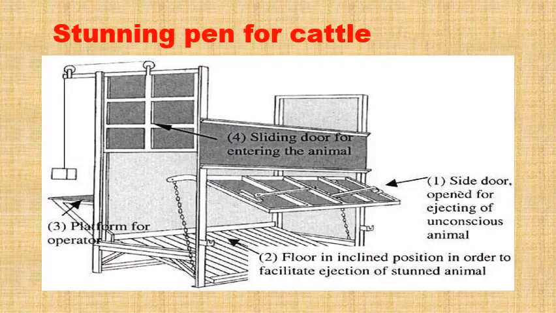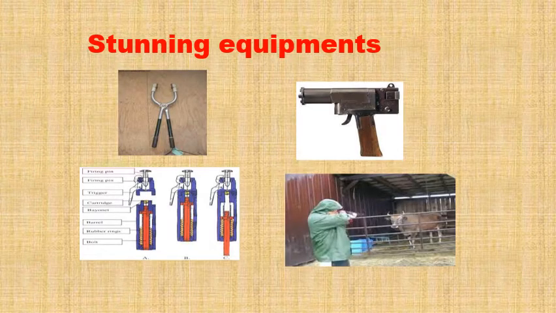Here we are seeing a stunning pen for cattle. You can see the diagram, it is explained. Number 1, there is a side door open for ejecting the unconscious animal. Number 2, it's a floor in inclined position in order to facilitate ejection of the stunned animal. Number 3, there is a platform for the operator who is going to do the stunning. And number 4, there is a sliding type of door for entering the animal, and after that it will be closed.